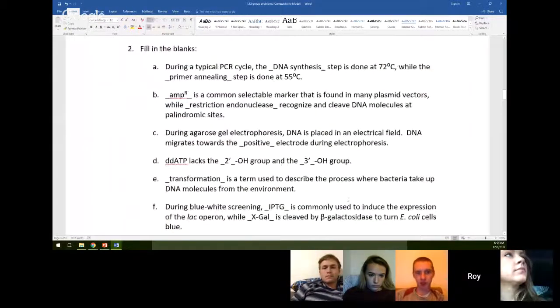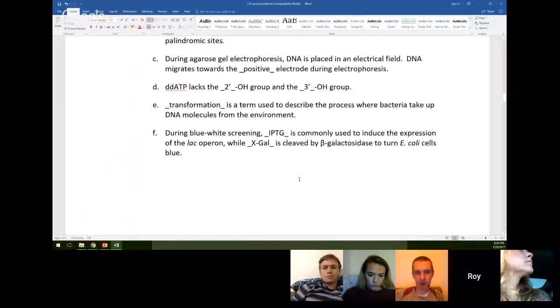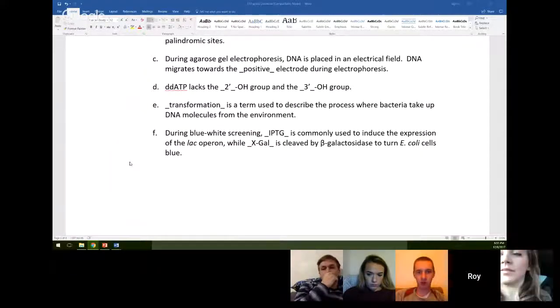Transformation is a term used to describe the process where bacteria take up DNA molecules from the environment. And F, during blue-white screening, IPTG is commonly used to induce the expression of the lac operon, while X-gal is cleaved by beta-galactosidase to turn E. coli cells blue.